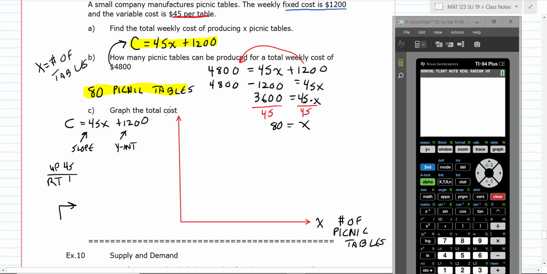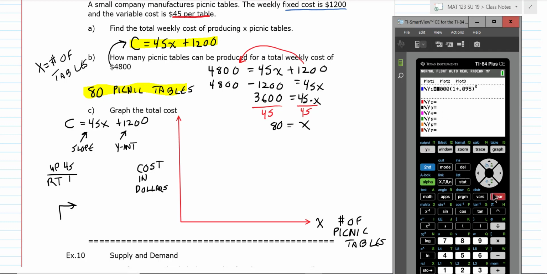Okay, then you got to do the same thing with y. This is the y-axis, so this would be the cost, and that is in dollars. Tell me what that's in, like that. Now you're going to scale this. So the idea is, and I'm going to first of all do this on the graphing calculator, just kind of show you how that sets up. So you would want to go to y equals, and then type in 45, there's your variable key, plus 1200.